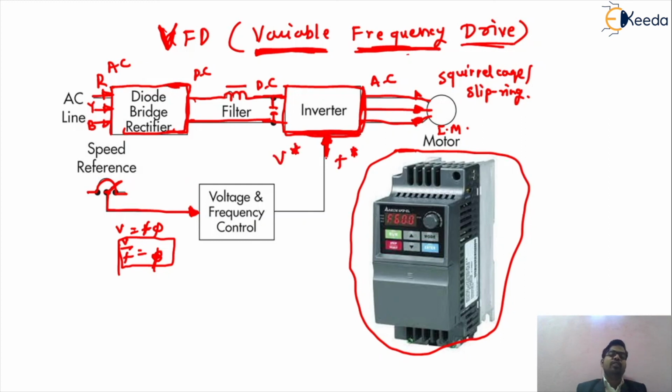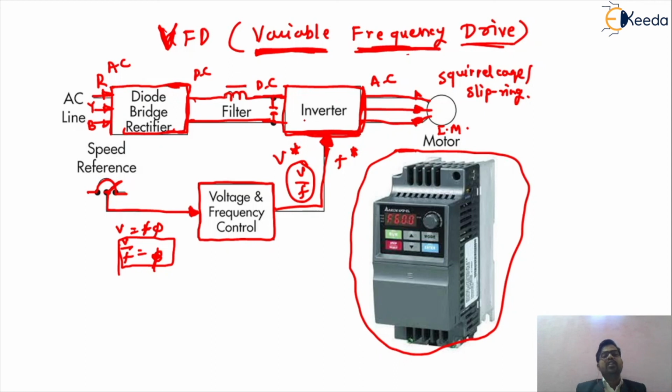So what do we mean by the voltage and frequency? We have to keep the ratio of your variable voltage as well as the variable frequency, that is V by F ratio, maintained constant. So friends, we are giving the input signal to your inverter. What do we mean by the inverter? The inverter is a device which will convert the DC supply into AC supply.